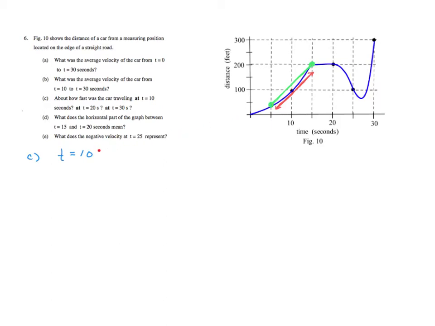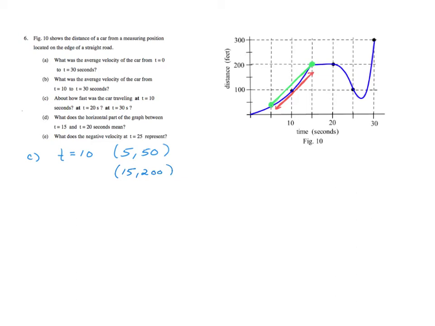So to figure out the slope of this line, I'm going to use this point and this point. It appears that this is the point maybe (5, 50). Again, I'm just approximating this. So at 5 seconds, the car has traveled a total of 50 feet. And then we also have at 15 seconds, the car has traveled 200 feet. So that is going to be (15, 200).